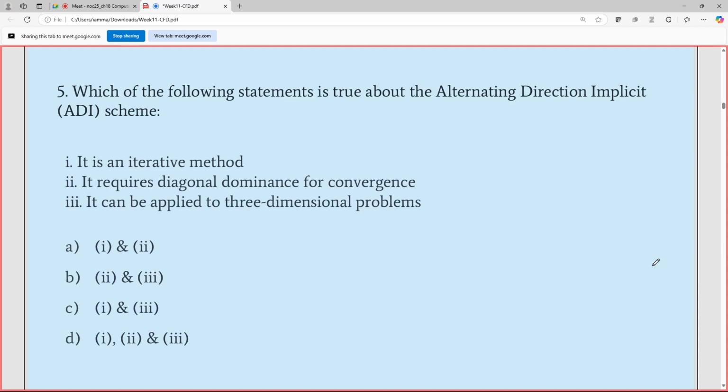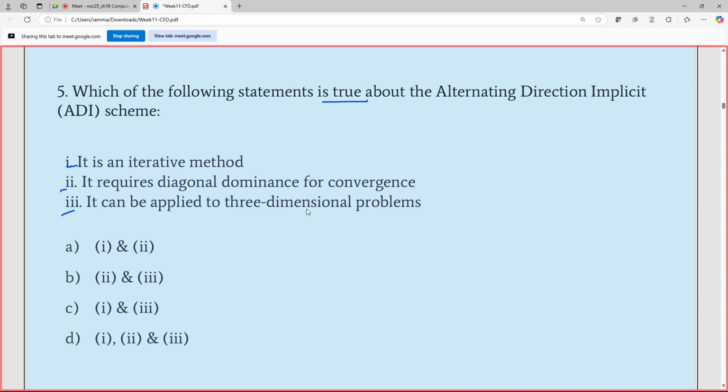The next question is on ADI scheme, that is alternating direction implicit scheme. So the question is asking which of the following statement is true about the alternating direction implicit scheme. Statements are: first statement, it is an iterative method. Second statement, it requires diagonal dominance for convergence. Third statement, it can be applied to three-dimensional problems. So you who have watched the videos, the ADI scheme is discussed in detail there.